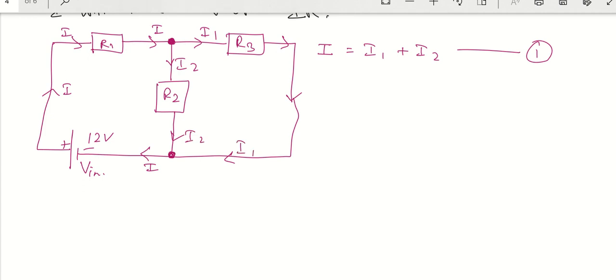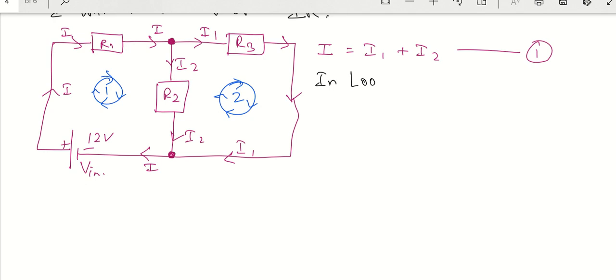Now I am going to take here direction. So I am going to take here two loops inside this. I am going to take them again clockwise, like this, clockwise, like this. And I will name this as loop 1, I will name this as loop 2. Now I will start working with it.